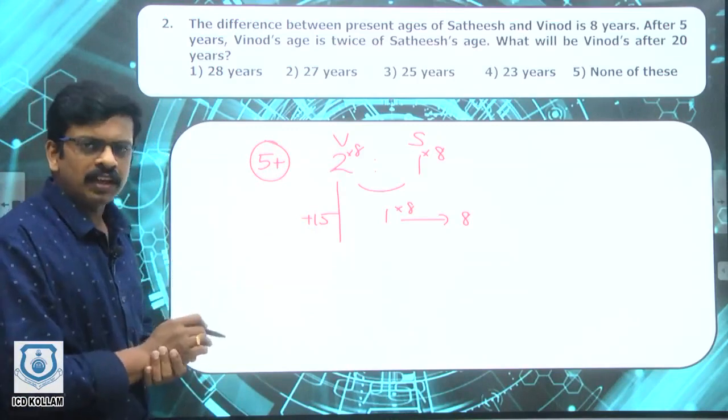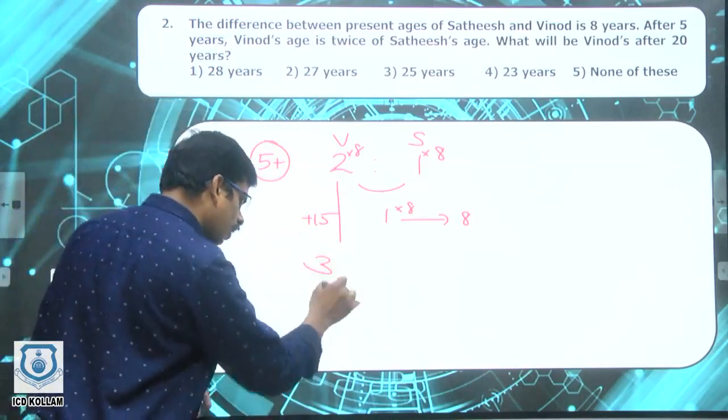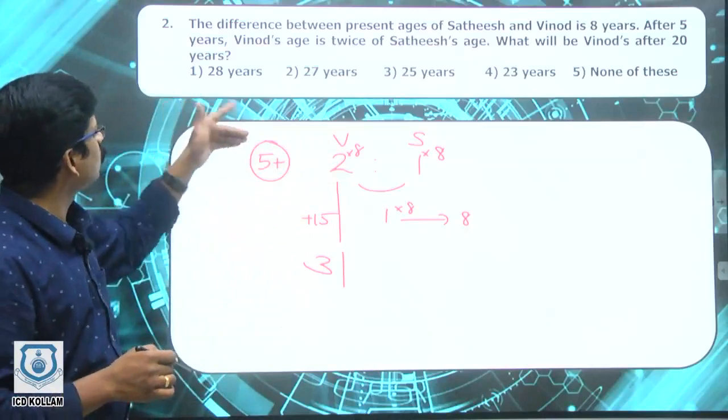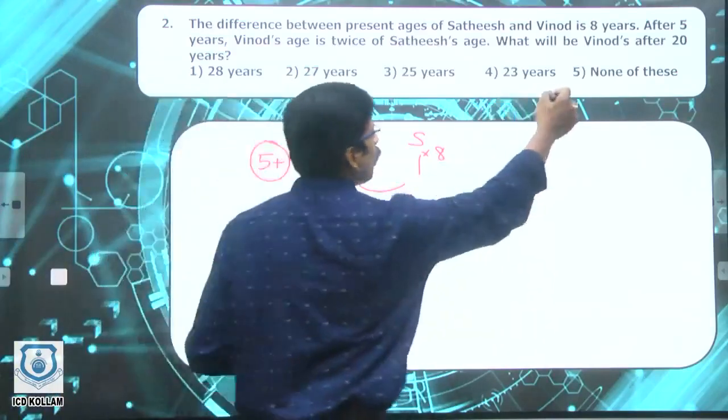8 into 2, 16. 16 plus 15, 31. So 31 is the correct answer. It is not in the options, so you can choose none of these.